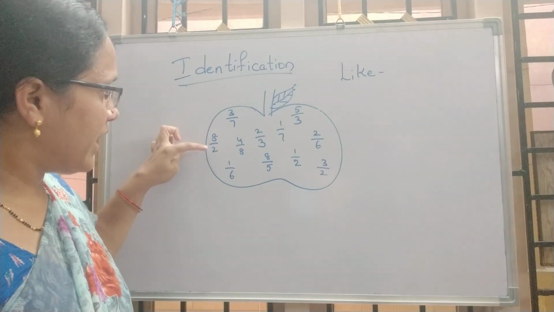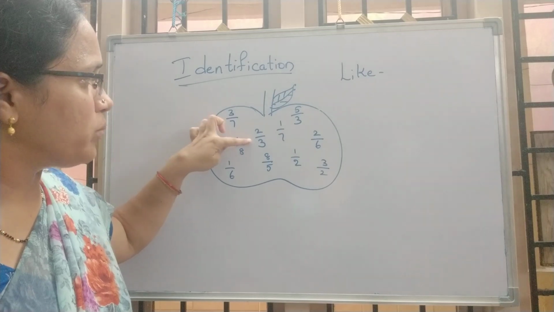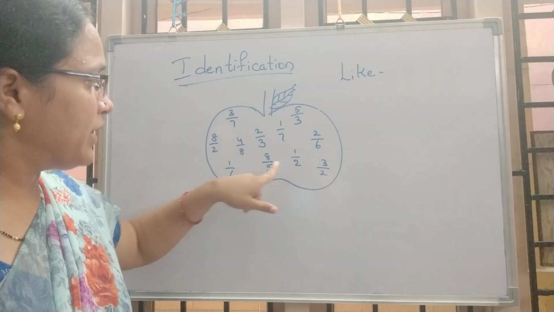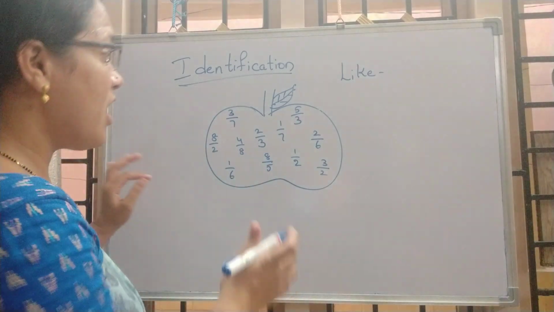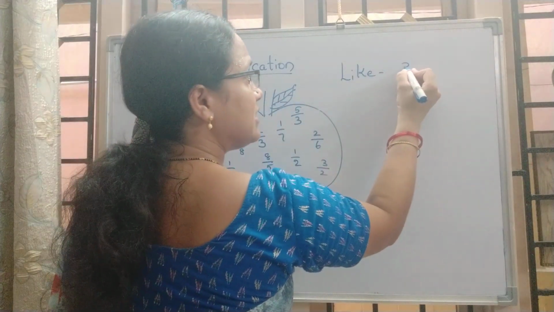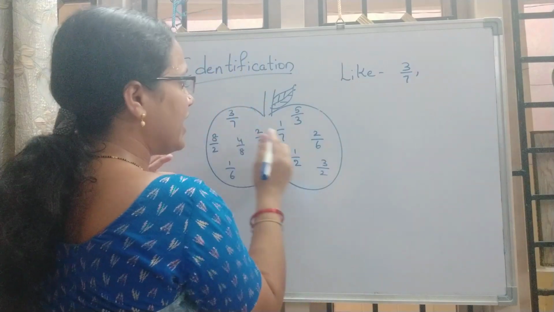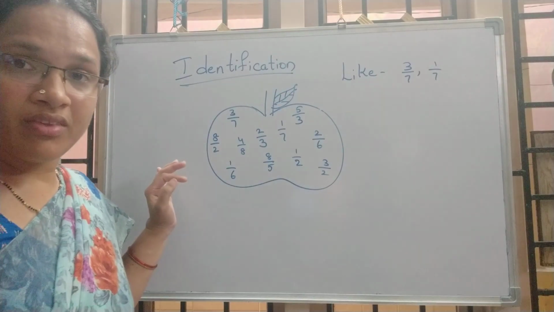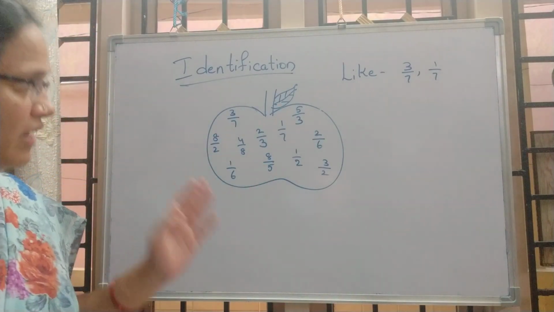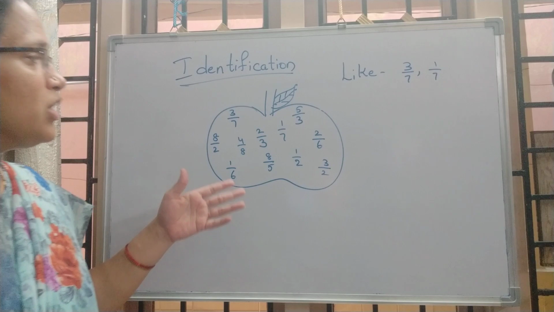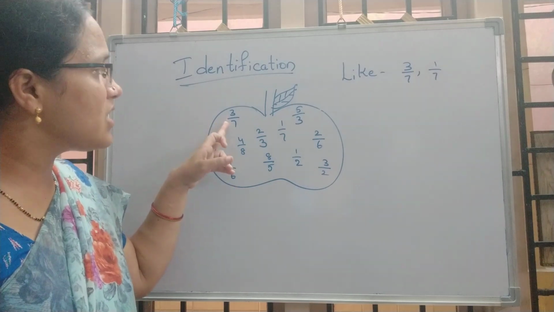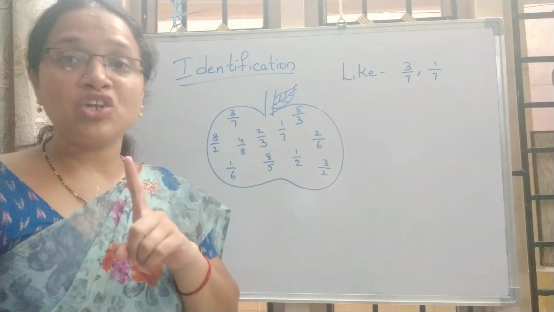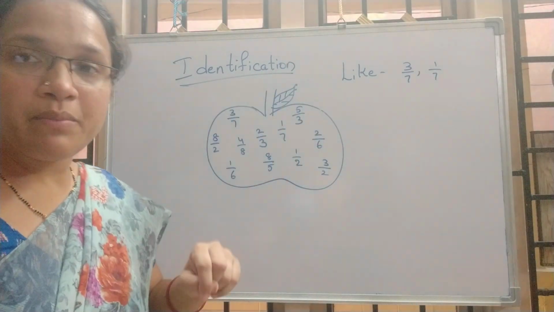3 by 7, 8 by 2, 1 by 6, 4 by 8, 2 by 3, 1 by 7, 5 by 3, 2 by 6, 3 by 2, 1 by 2, 8 by 5. Yes, there are like fractions, like 3 by 7 and 1 by 7 are like fractions. Yes or no? Not only those, we have so many. We will take out everything. But initially, the first thing I observed is 3 by 7 and 1 by 7. Why? Because the denominators are same. That is why we call them like fractions.